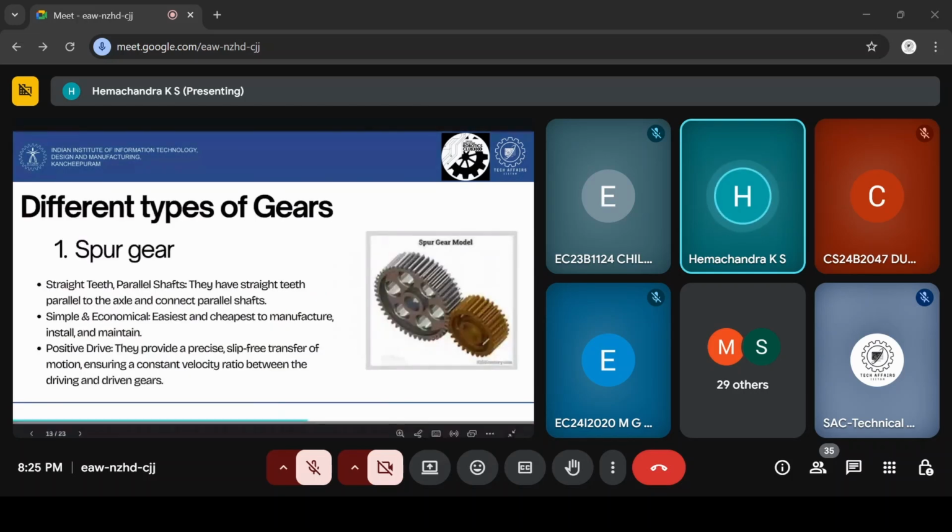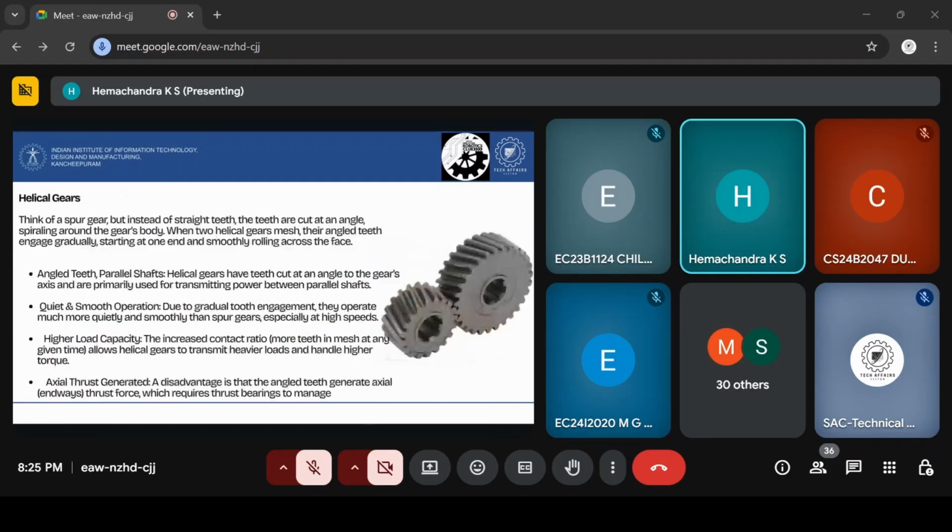When we come to different types of gears, first is the spur gear. This is the very basic, simple model of gears. They have straight teeth, and two parallel shafts can be connected to these gear systems to transfer the motion. As I said, these are the easiest and cheapest to manufacture, install, and maintain. They provide a precise, slip-free transfer of motion. The only thing is when operated at high speeds, these gears may cause some noise. That's it.